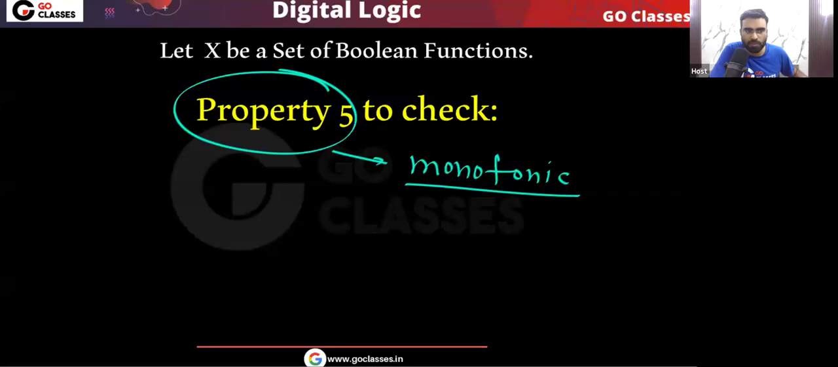Monotonic. Okay, what is this property? Let's see the definition. Just try to understand the definition. This is actually very simple. What is this monotonic property? The definition is like this. A Boolean function f is monotonic.